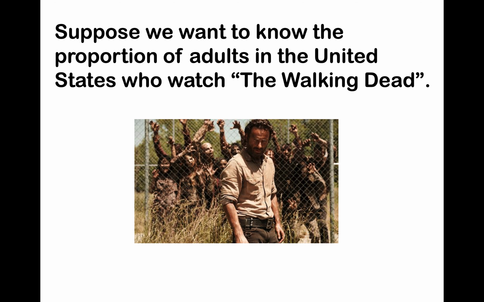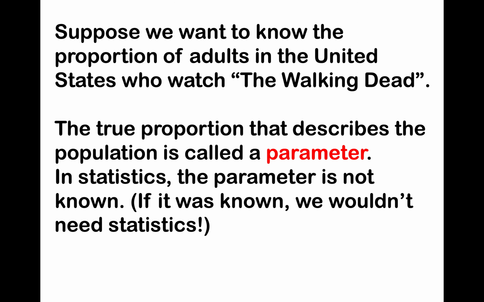So suppose we want to know the proportion of adults in the United States who watch The Walking Dead. The true proportion that describes the population is called a parameter. And in statistics, the parameter is not known. If it was known, we wouldn't need statistics. So we want to know what the true proportion is.